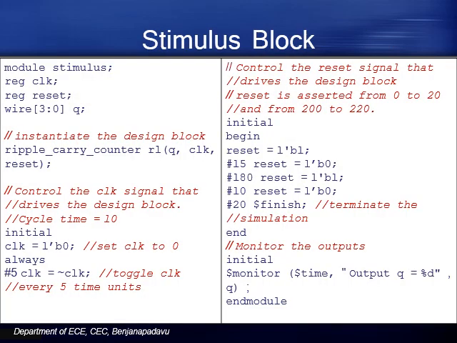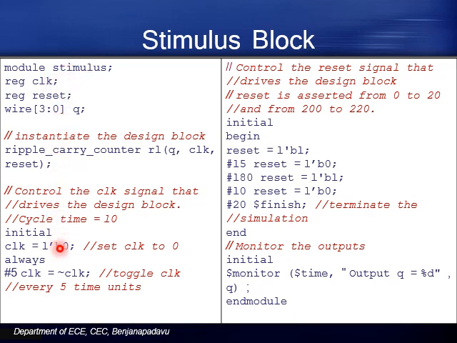This is how we write the stimulus block. So we'll consider the first method of writing the test bench. That is, we instantiate the design block inside our stimulus block. So remember that our design block is the ripple carry counter. This is the name you have given while designing the ripple carry counter. So this module is instantiated inside the stimulus block.